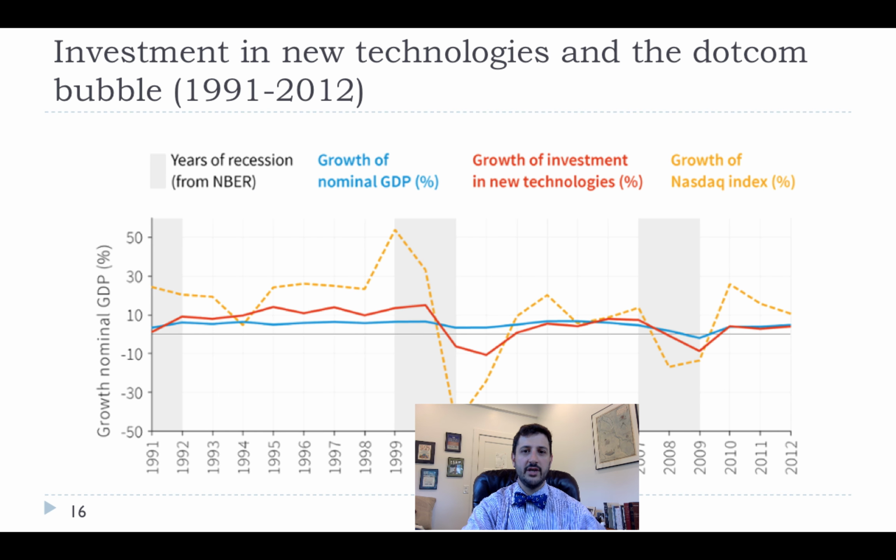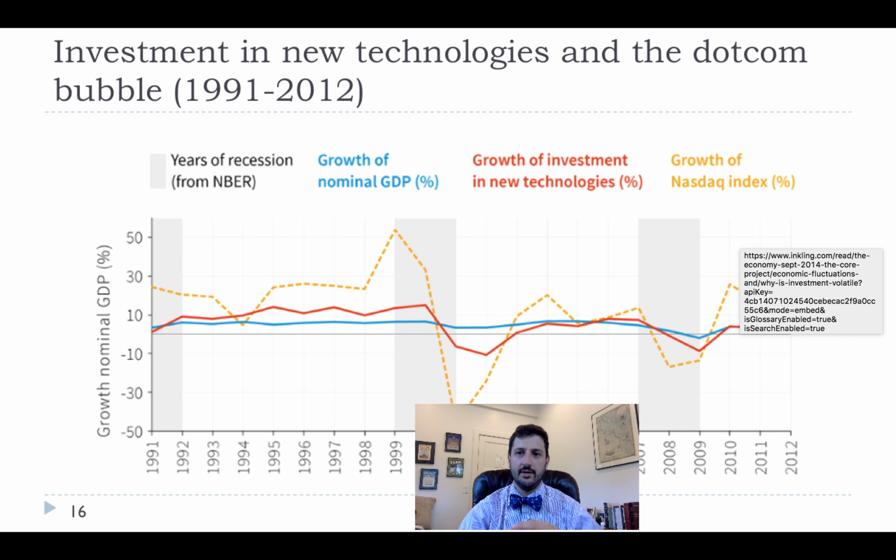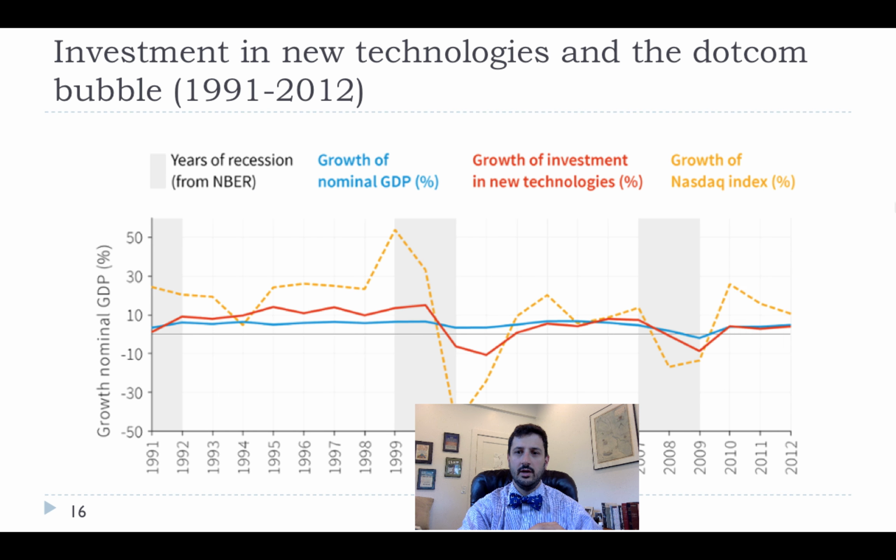So here's a picture of investment in the Eurozone. So here, let's move myself over here. So we have both growth in nominal GDP, that's the blue line, growth in investment in new technologies, that's the red line, and then growth of the NASDAQ index. This is the US. This is from the 1990s to 2012. We have the European picture a little bit later.